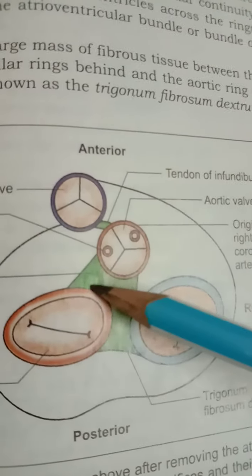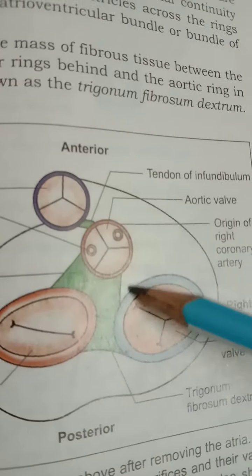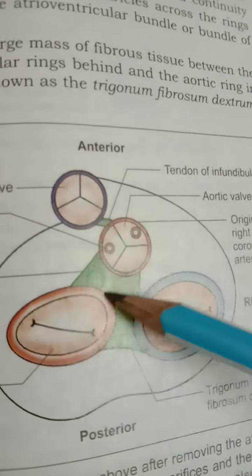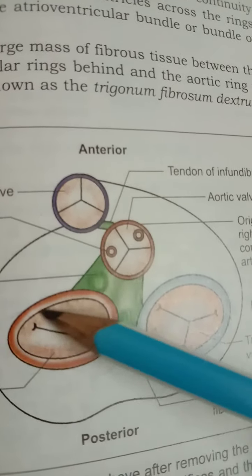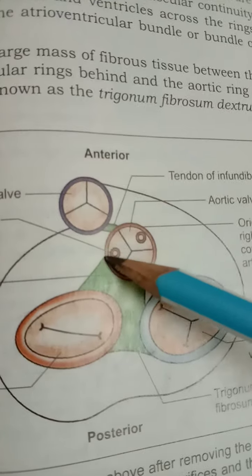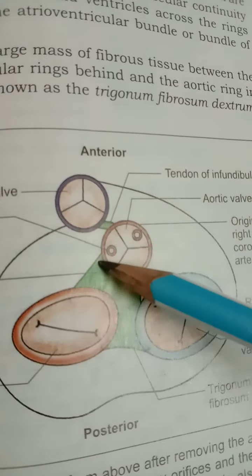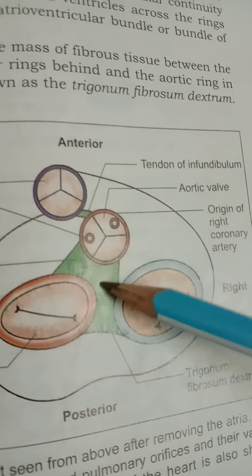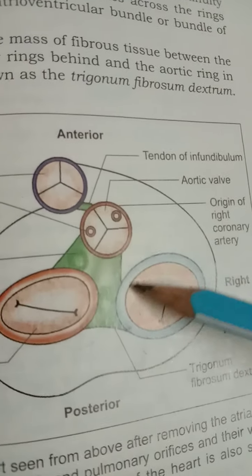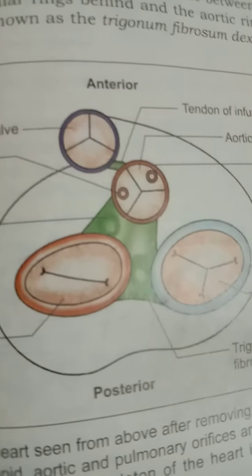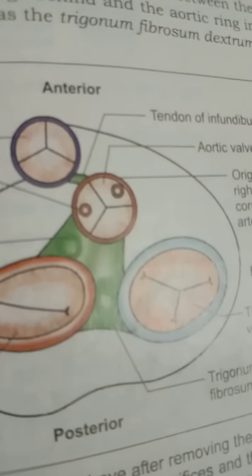Here is the right atrioventricular orifice, where the tricuspid valve is present, and here the left atrioventricular orifice, where the bicuspid valve is present, and this is the aortic opening. Between these, fibrous tissue is present, so it is called the fibrous skeleton. Then the first is the fibrous ring.